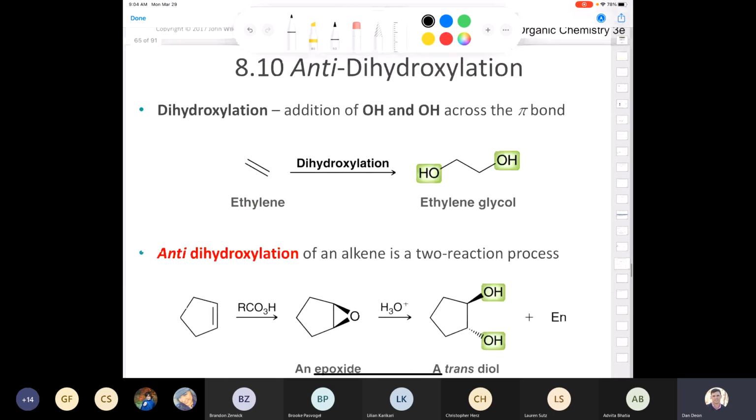All right, well, let's move on from there. And let's move on to dihydroxylation. There's 2 sections on dihydroxylation. There's a section that deals with anti-dihydroxylation, and there's a section that deals with syn-dihydroxylation.